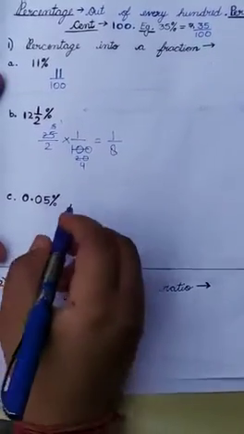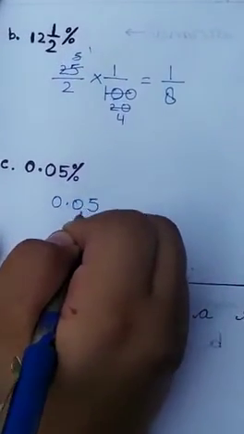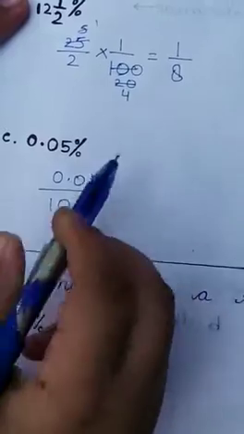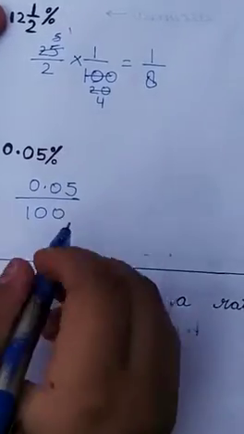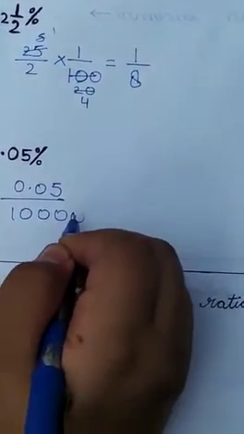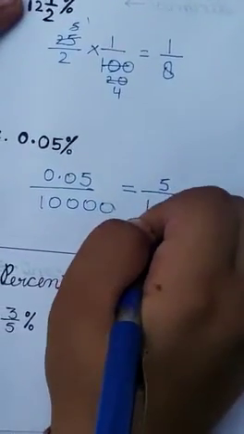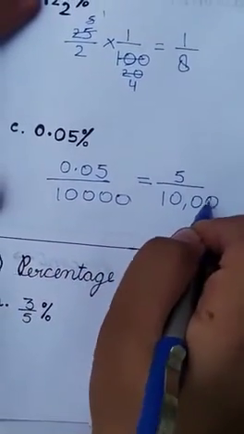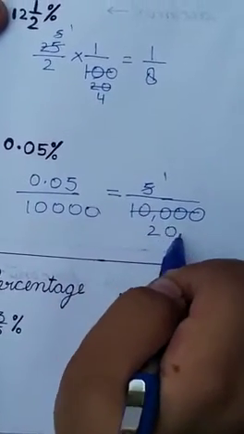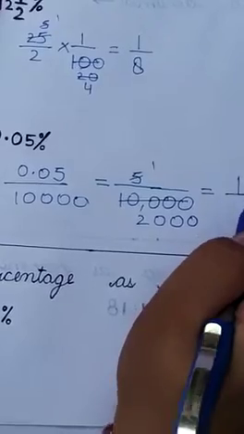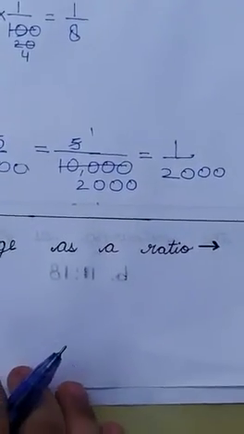Now in decimal form, we have to convert it into a fraction. So 0.05 upon 100, because 1% is of 100. After the decimal, two digits are there, so 2 zeros will be applied, and then 5 upon 10,000. We will reduce it. 5 1s are 5, 5 2s are 10, so we are getting 1 upon 2000. So the answer is 1 upon 2000 in fractions.